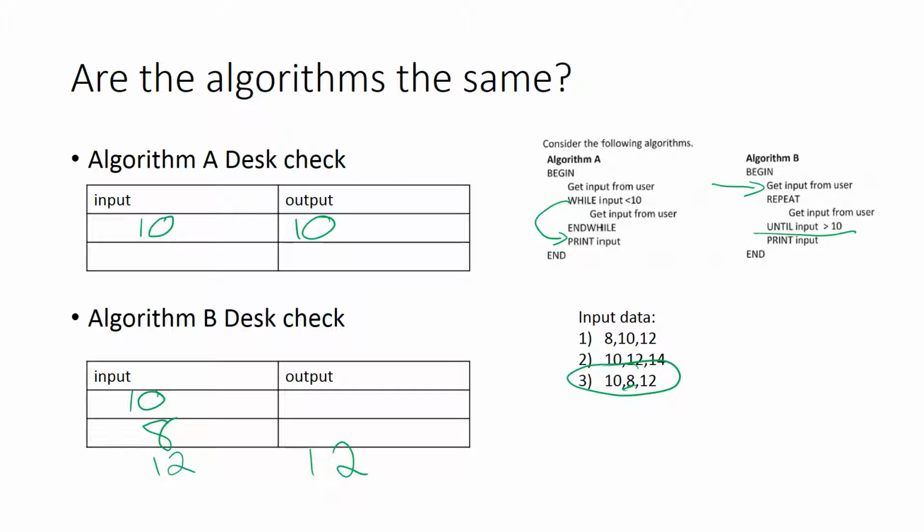So it's doing more work than algorithm A to get to a different result. So they are quite definitely not the same algorithm.